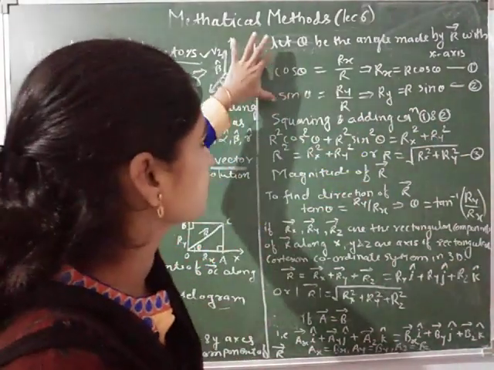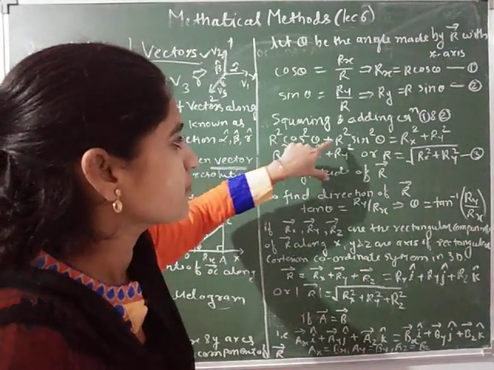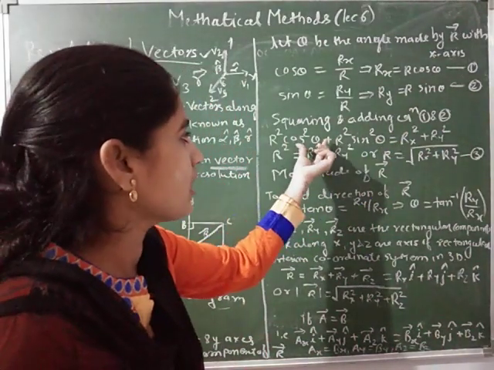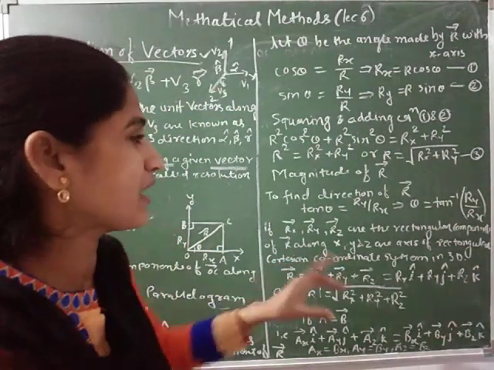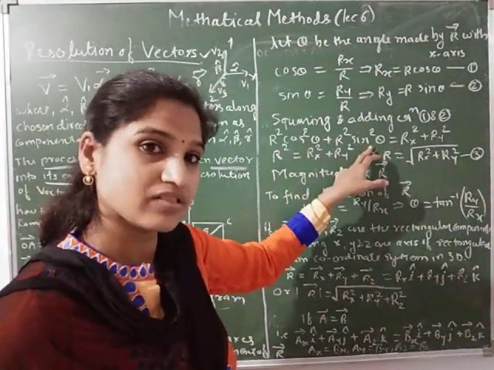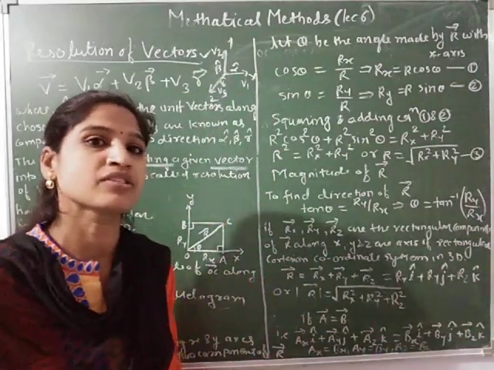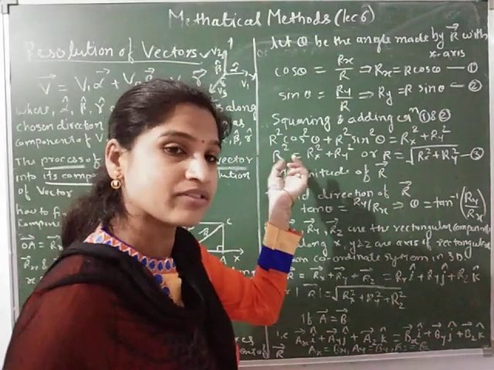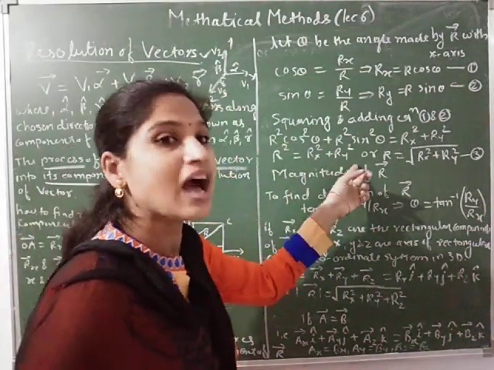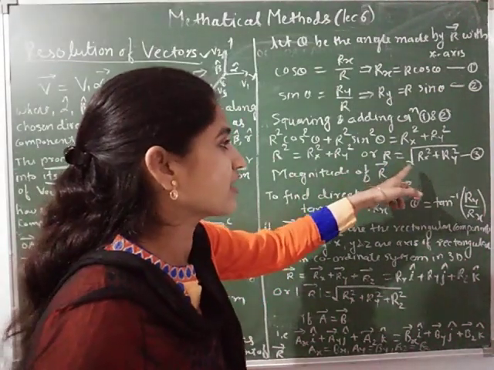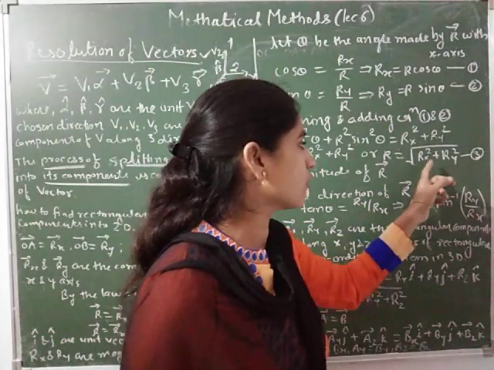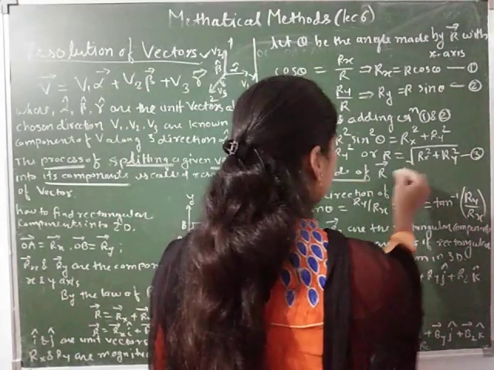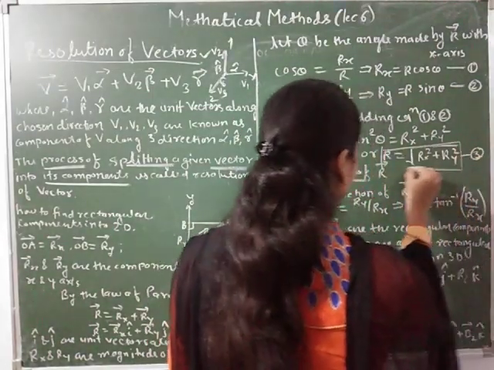Now squaring and adding these two equations, R square cos square theta plus R square sin square theta is equal to Rx square plus Ry square. Taking R square common, what is left in the bracket? cos square theta plus sin square theta, and we know the identity cos square theta plus sin square theta is 1. So we are left with R square is equal to Rx square plus Ry square. Taking the square root, R is equal to square root of Rx square plus Ry square, and this is called the magnitude of vector R.